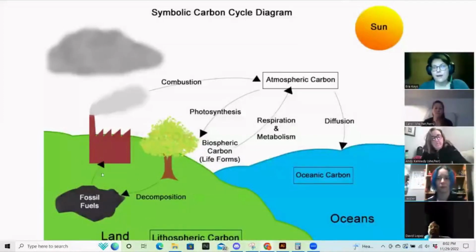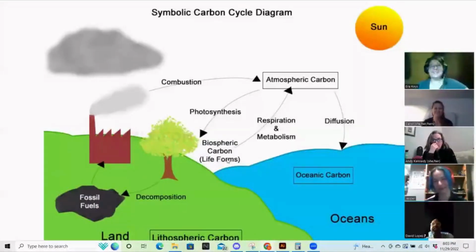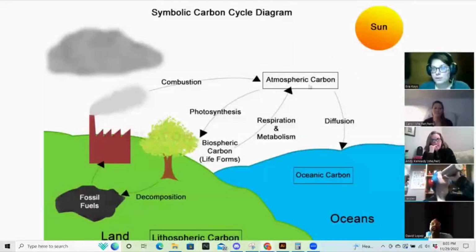Okay, and so then we have factories that are refining the fossil fuels, and in that process of refining fossil fuels, there is combustion and an increase in atmospheric carbon. Now we have biospheric carbon, life forms, also with fields that are full of life. Through respiration and metabolism, right? Through breaking down carbon to carbon, we're releasing it from long chains into short chains, and the atmospheric carbon is increasing.